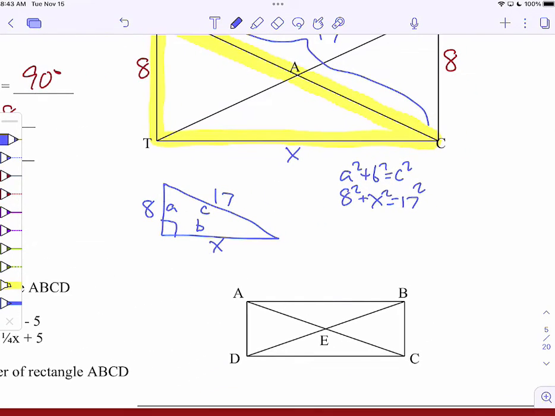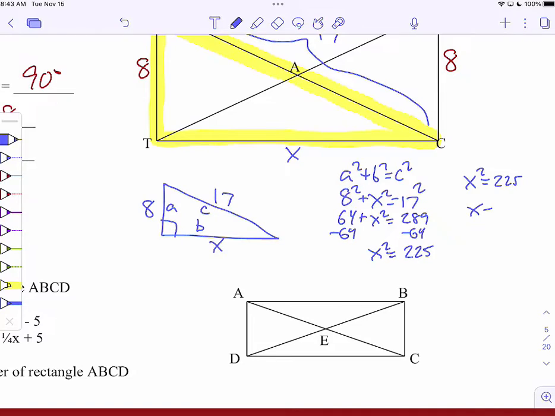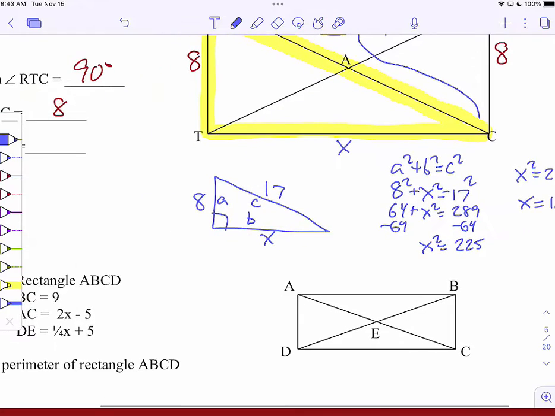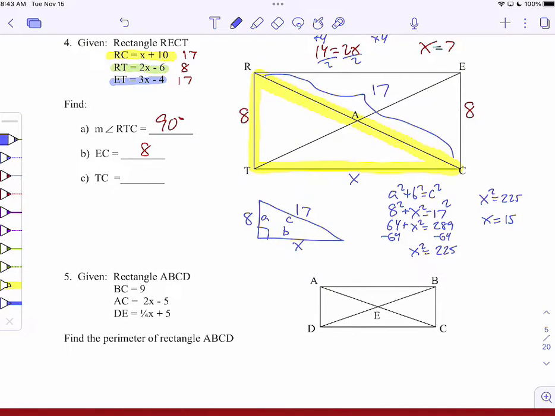Some people do this on the calculator. They don't even write anything down because they say, okay, I would end up doing 17 squared minus 8 squared. If you're at all unsure about this, I would write it out. Use a calculator if you need to. I get 225. I got x squared equals 225. I do the square root and I get 15. And that's the answer to that one, is 15.